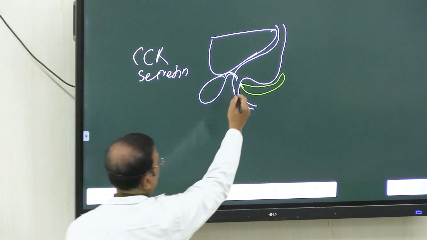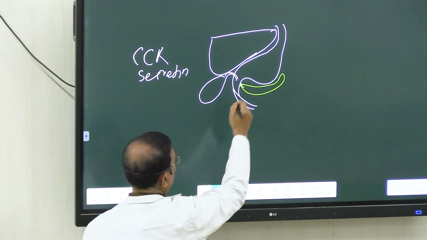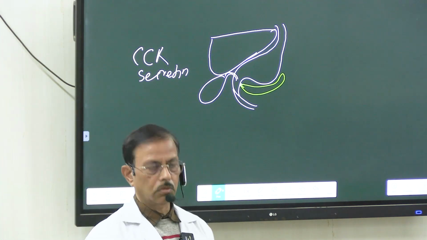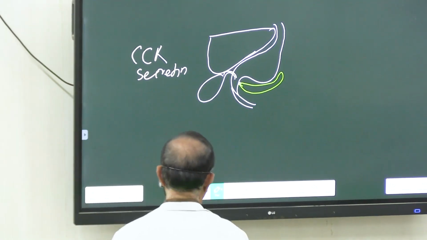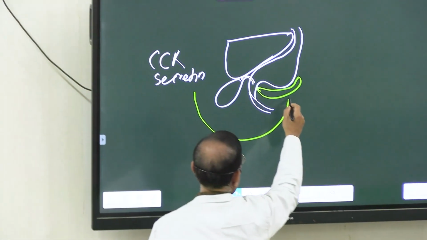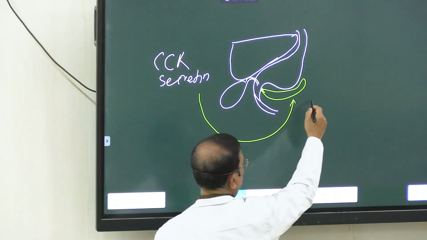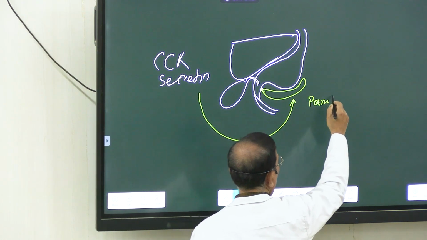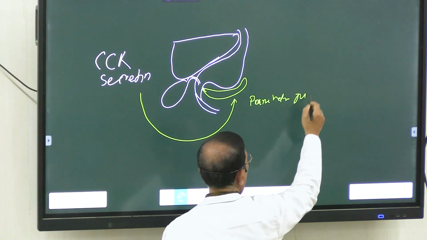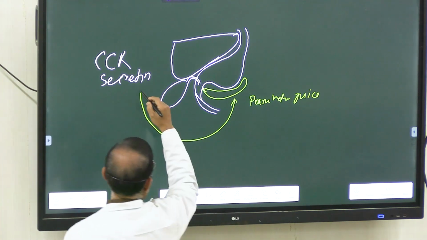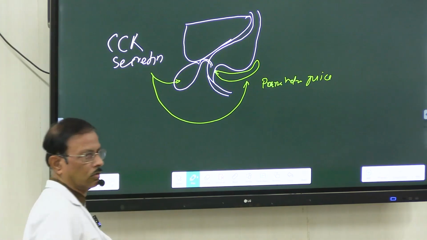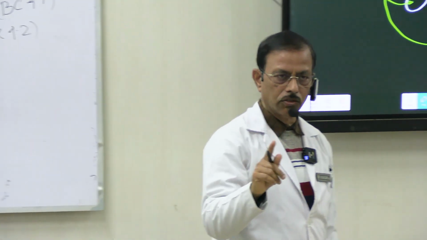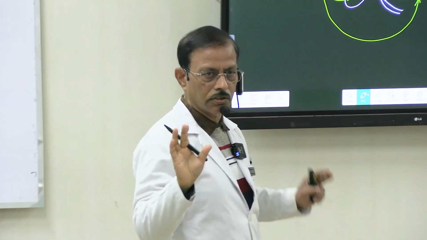So, food enters here, it releases CCK and secretin. CCK does two things. One is it stimulates the pancreas to secrete pancreatic juice. And it stimulates the gallbladder to secrete bile. Bile contains bile acids and bile salts. Our interest is with the bile salts.